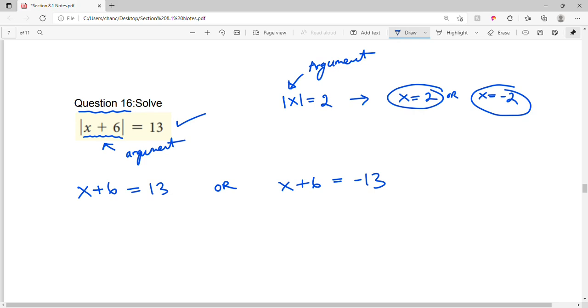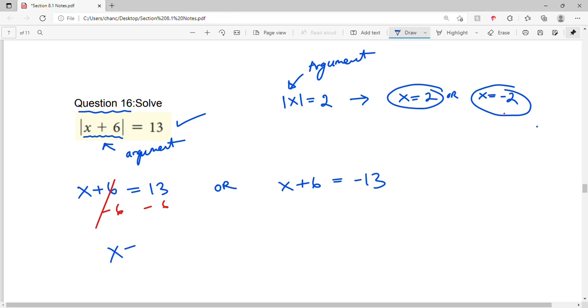So I have to create two equations when I'm talking about an absolute value. And then we can solve each one separately. And that's why we usually get two solutions. So we'll subtract 6 to both sides of the equation.